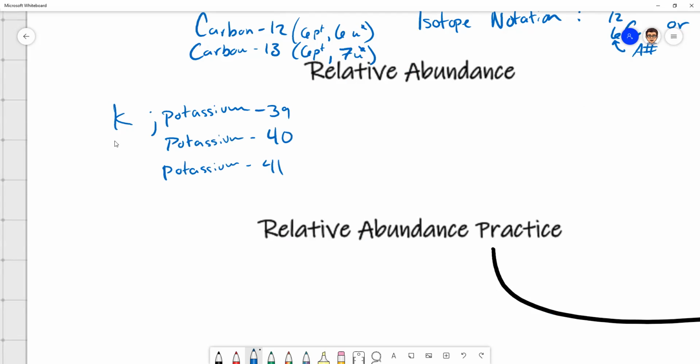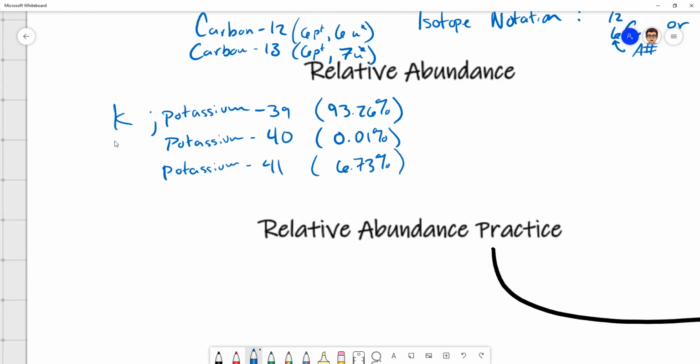Now, what we also know about potassium is its relative abundances. I'm trying to find them. Okay, there it is. The relative abundance of potassium-39 is 93%. The relative abundance of potassium-40 is 0.01%, pretty small. And the relative abundance of potassium-41 is found to be 6.73%. If you add all those percentages up, they should add up to 100.